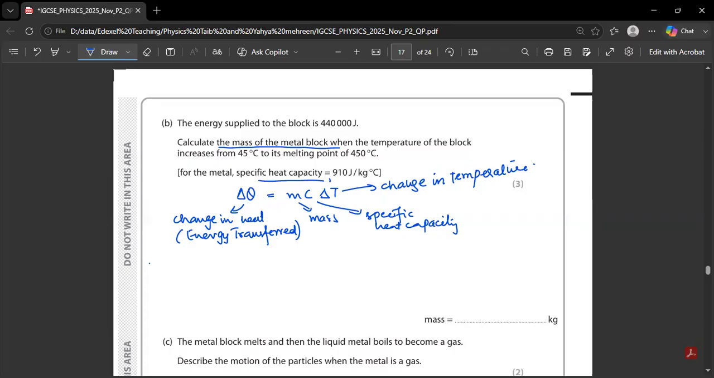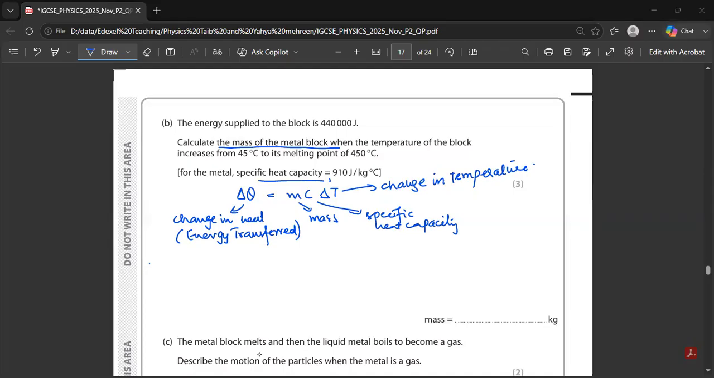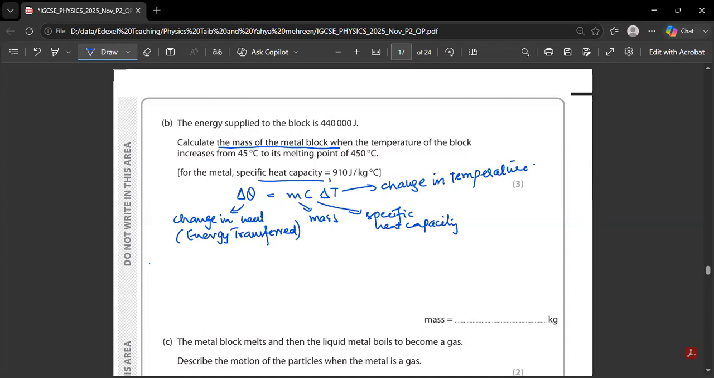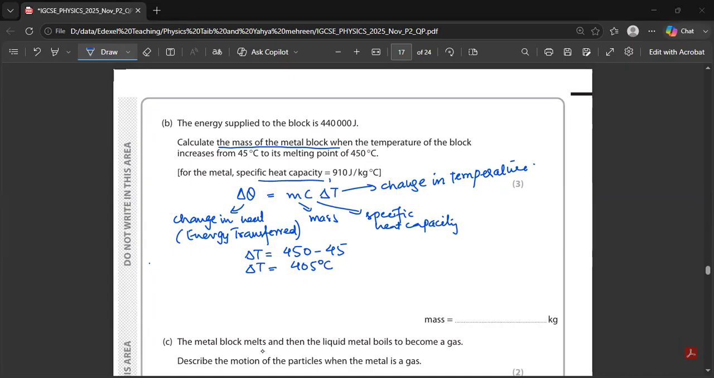All right. So first of all, we have to find out the change in temperature. We are starting from 45 degrees. The temperature of the block increases from 45 degrees to its melting point of 450 degrees. So the change in temperature is 450 minus 45, which is 405 degrees Celsius.